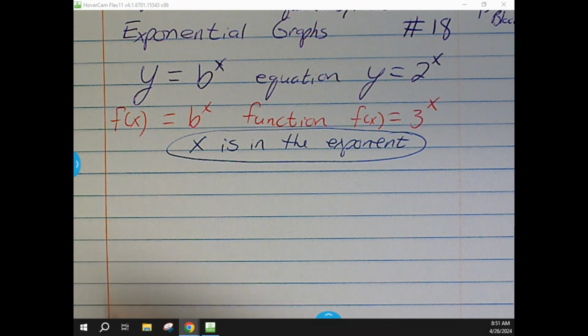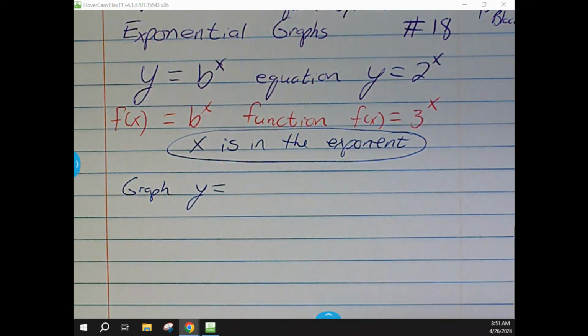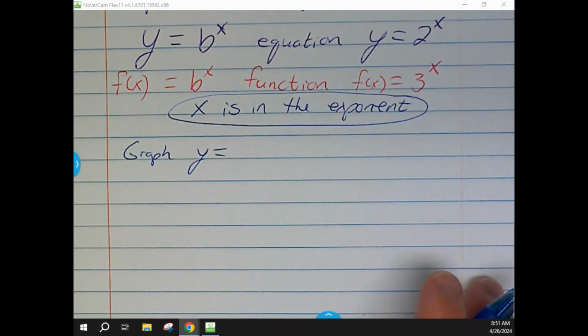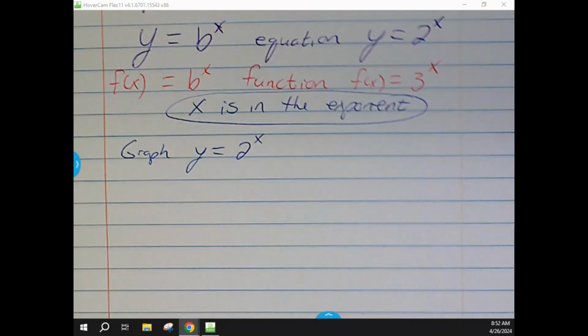All right, so let's say we're going to graph, and we'll do y equals, so we get x and y values, which makes it easier to graph. Let's start with one of the easiest exponential functions that we'll do, which is y equals 2 to the x.